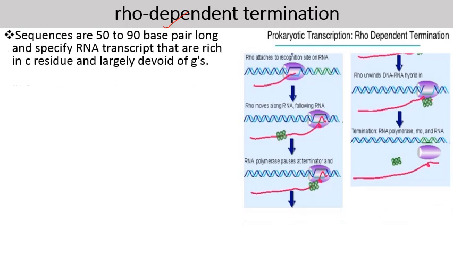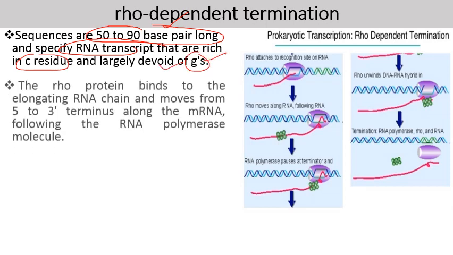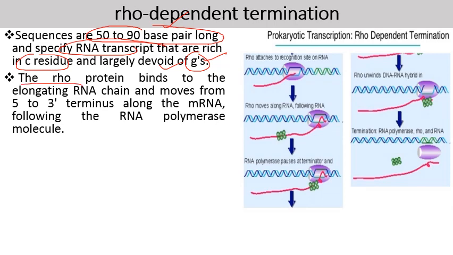Next comes Rho dependent termination. In this case, there are some special sequences which are 50 to 90 base pairs long and specify RNA transcripts that are rich in cytosine residues and largely devoid of guanosine. The Rho protein binds to the elongating RNA chain and moves from the 5' to 3' terminus along the mRNA, following the RNA polymerase molecule. So these are Rho factor proteins. They move in the 5' to 3' direction and follow the RNA polymerase molecule.